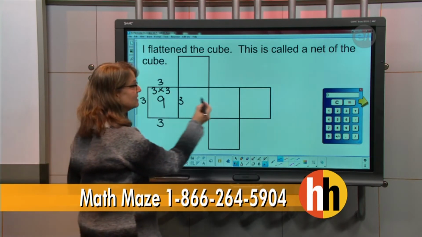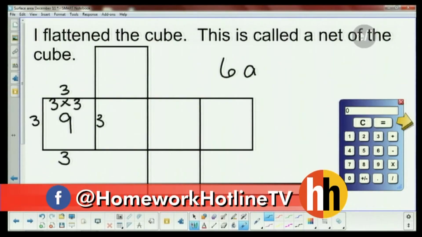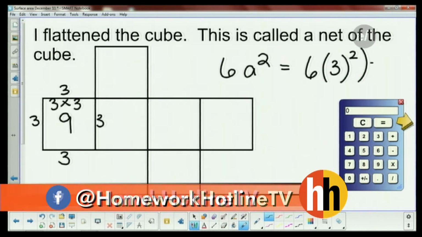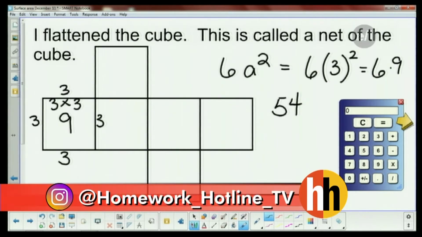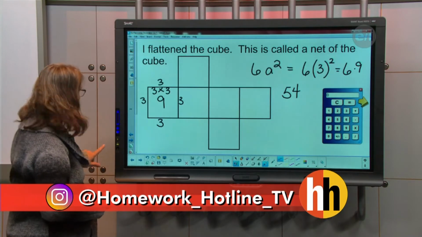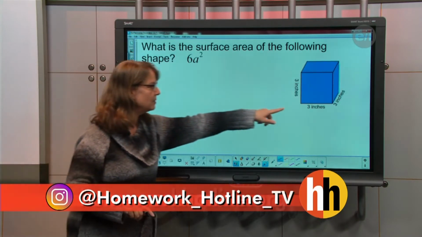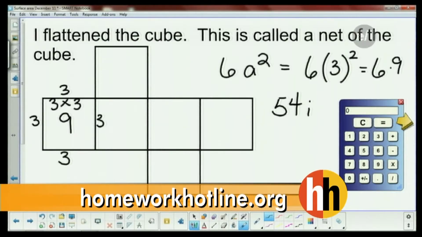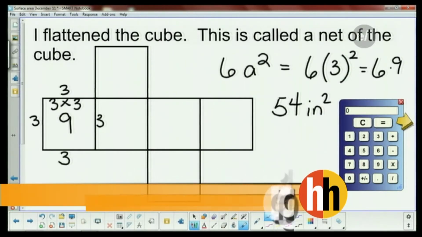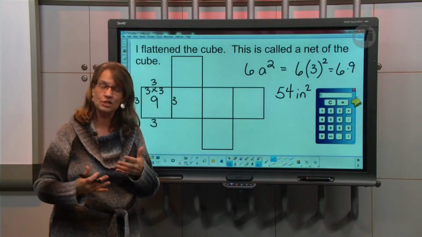Well, I have 6 of them, so you have 6a squared, which is 6 times 3 squared, which is, oops, I've got an extra parenthesis in there. Don't want to ever do that. It is equal to 6 times 9, which is 54. And now you have to look at what is the actual label on there. It's inches, so it's inches squared. Don't forget to label your answers whenever you do a math problem like this, because you really need to.